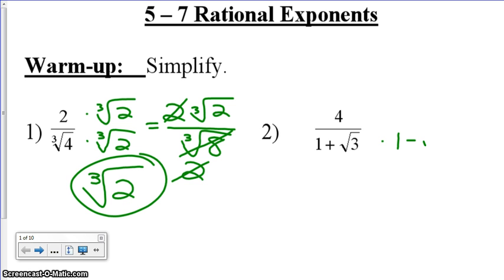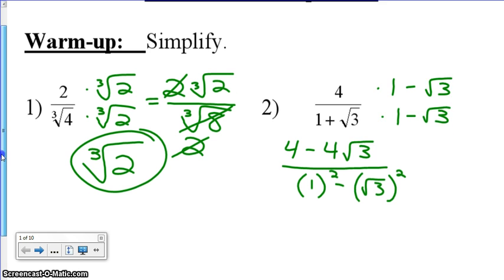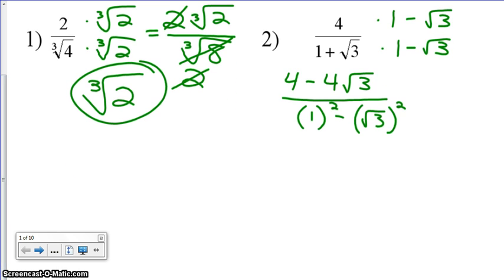So I have 1 minus the square root of 3 over 1 minus the square root of 3. Distribute in the numerator to get 4 minus 4 square root of 3. And in the denominator, remember it's square the first term minus square the second term. So 1 squared minus square root of 3 quantity squared. When we simplify this, we have 4 minus 4 square root of 3 over 1 minus 3.